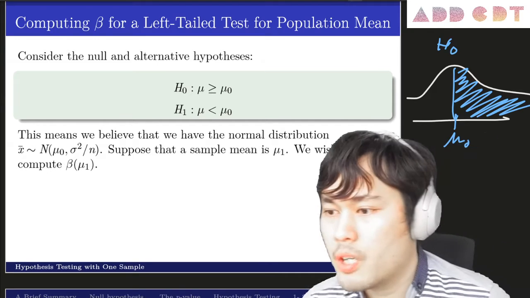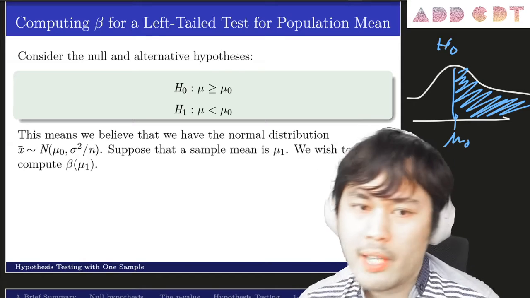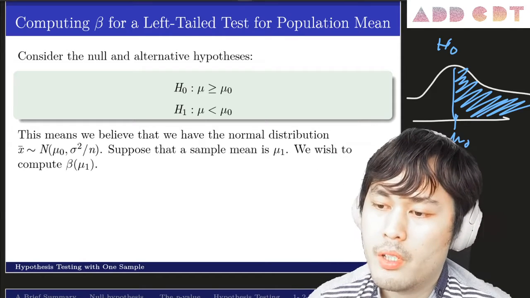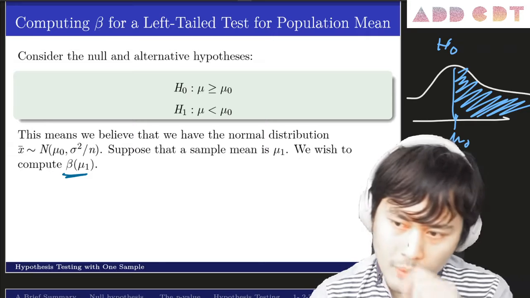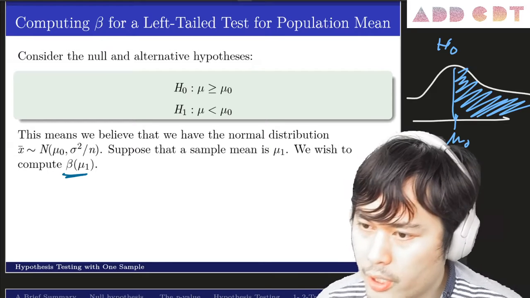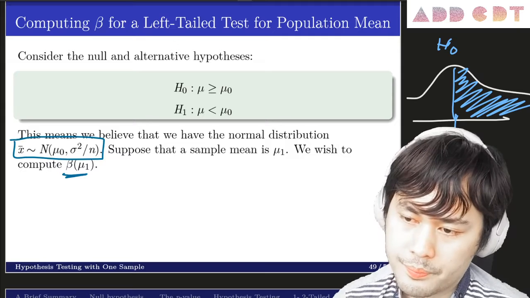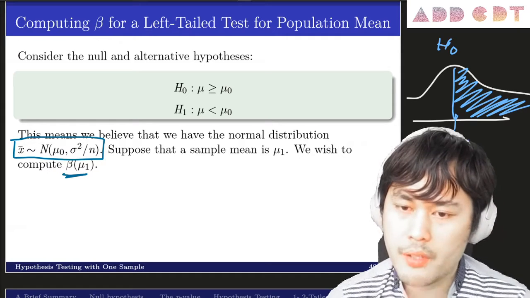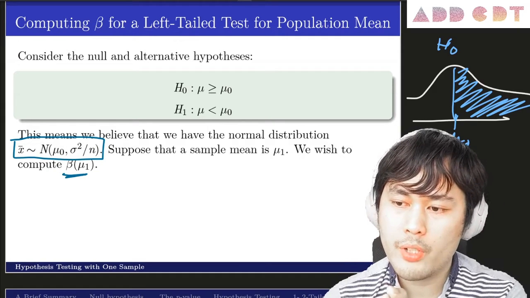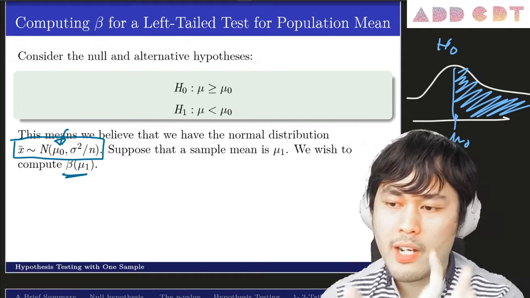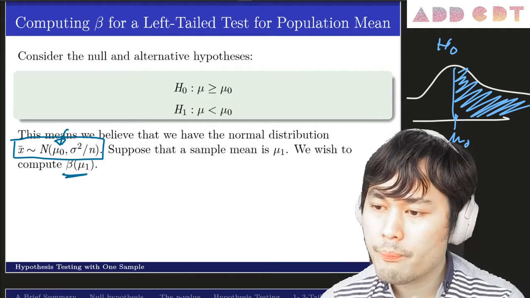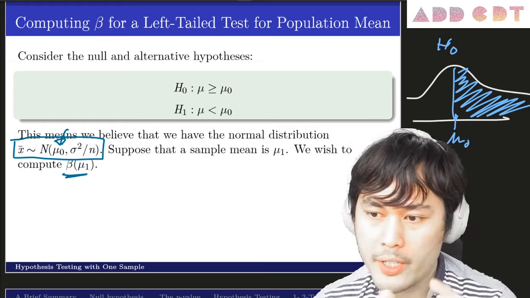So we want to compute the beta here. Oh, by the way, the mu0, the H null, will follow this kind of distribution. It's a normal distribution with the center of mu0, with the spread of sigma squared over n, the variance.